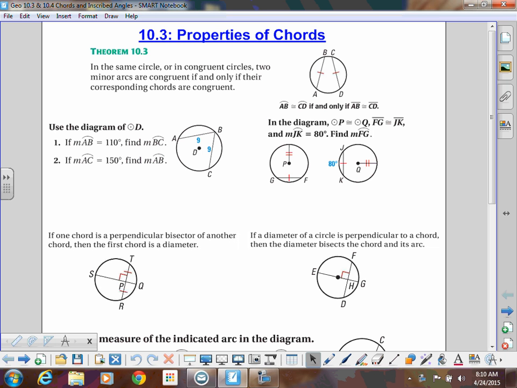So we're talking about the arcs, like this minor arc and this minor arc are congruent as long as this chord and this chord are congruent. All right, so let's do some examples.